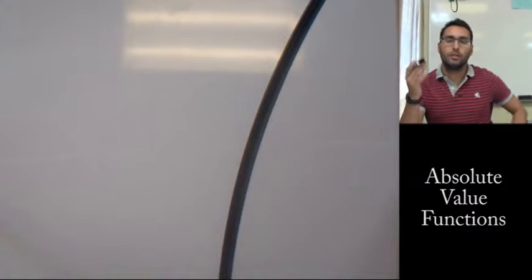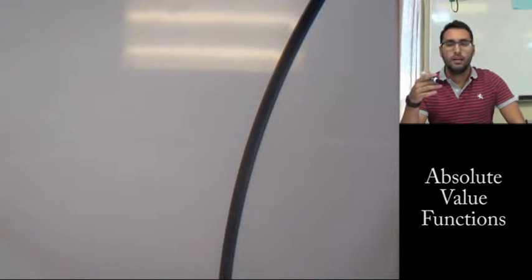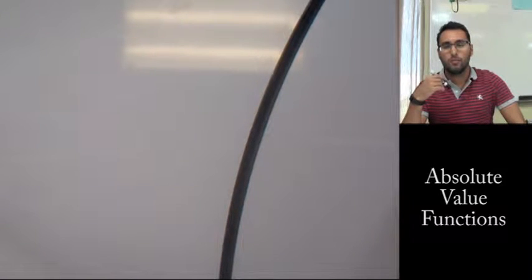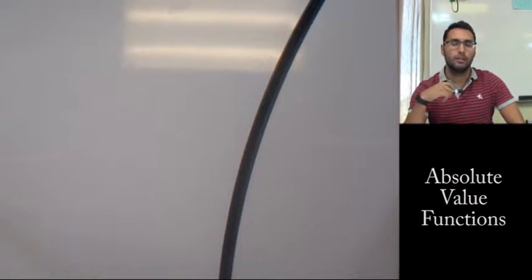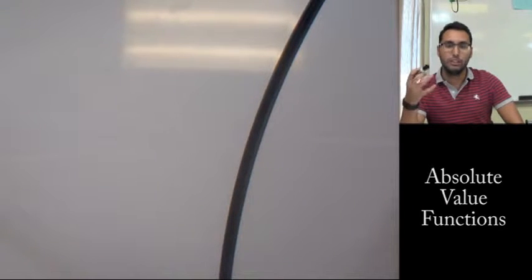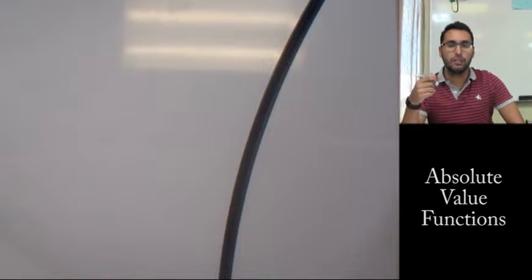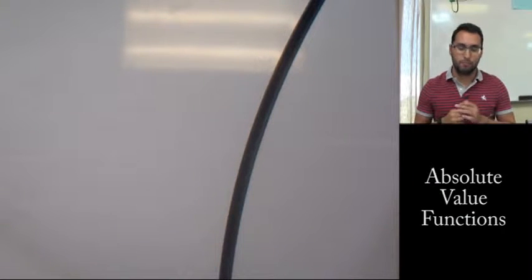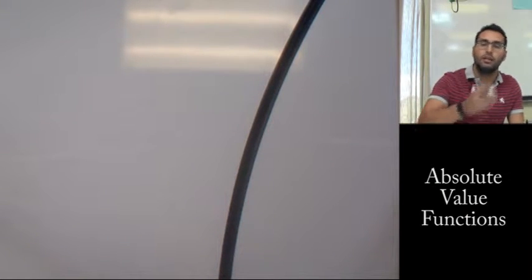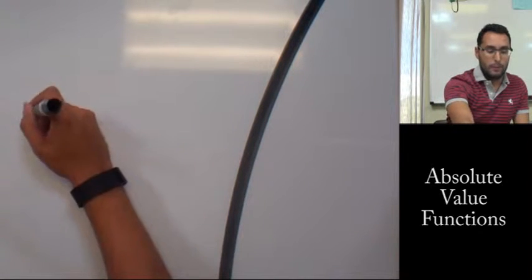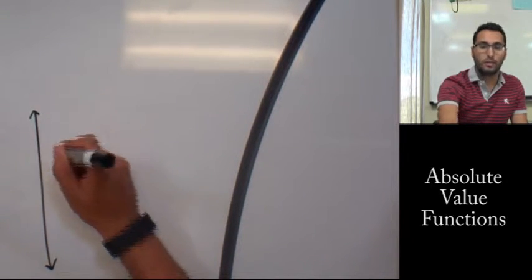Hey class, so we're going to be learning about absolute value functions. Absolute value functions represent distance. A distinctive thing about absolute value functions is that they form a V-shaped figure on an X and Y axis. To give you an example, I'm just going to go ahead and draw an X and Y axis.